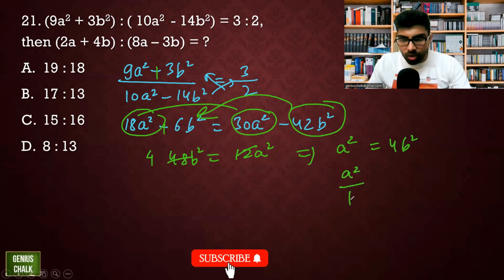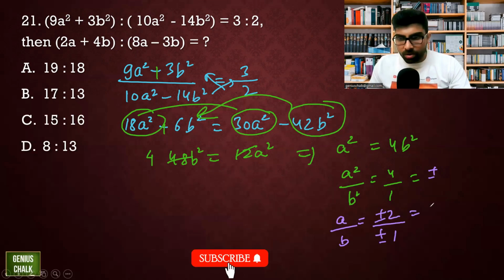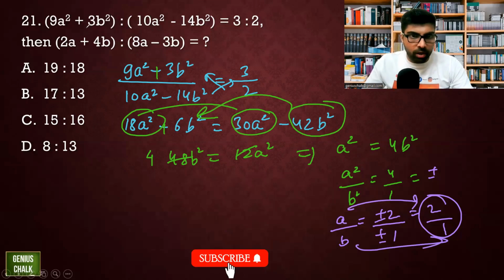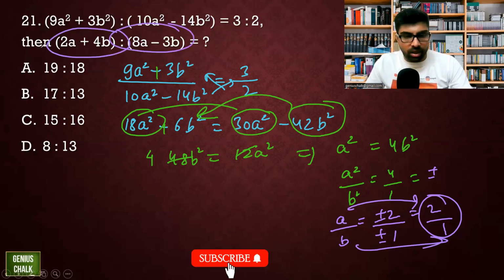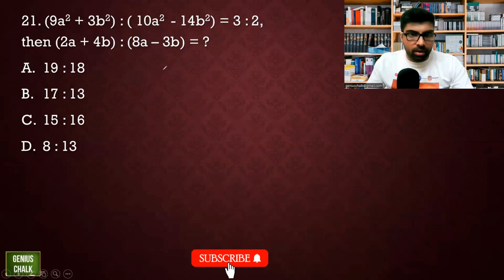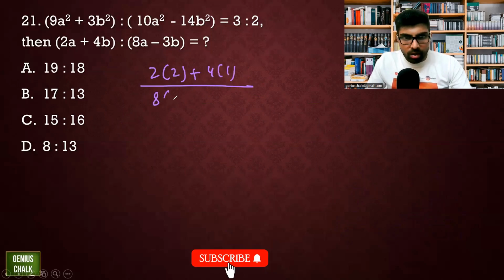Further, I can write a square by b square is equal to 4:1. Now a square is 4, that means a will be plus or minus 2. So I can write A by B as plus minus 2 upon plus minus 1. This is plus 2 and plus 1. Okay. So A is 2 and B is 1. So let's put this value here and get our result.